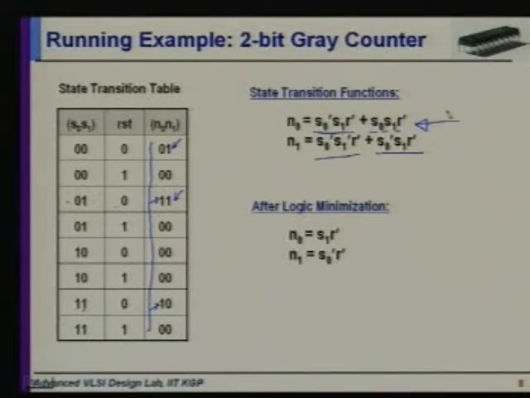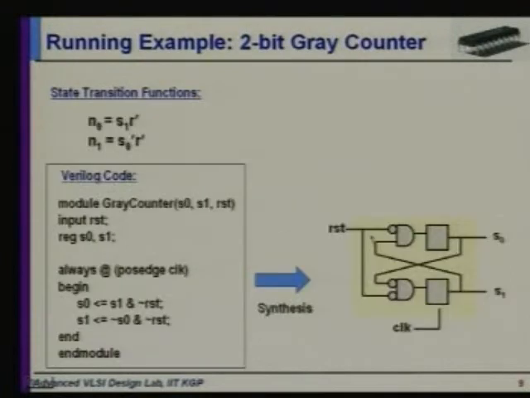Now this is not optimized, we can further optimize this to get this, right. You can see that if I take S1 R dash as common in these two, then I get S0 dash plus S0, which is 1. So it minimizes to this. So after logic minimization I have these two. Then these are the state transition functions, and I develop a Verilog code to express it. So what do?